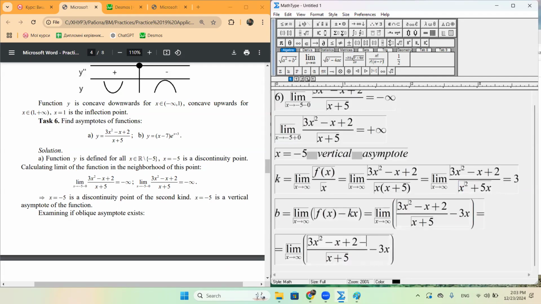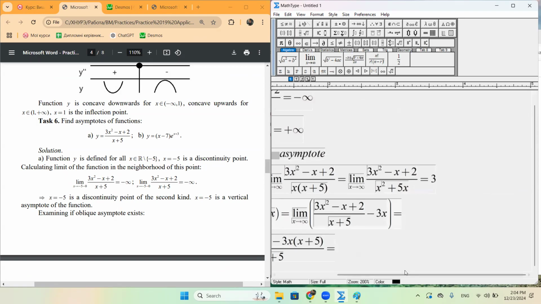Minus 3x by this denominator. And by the way, we can eliminate these brackets. So what will we receive? Let's expand. What's going on?